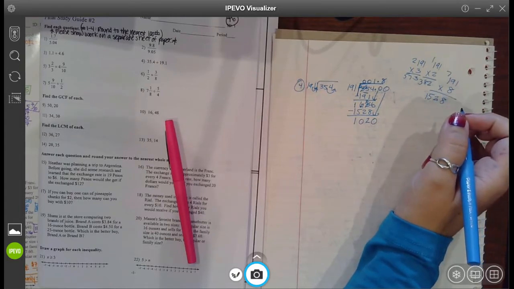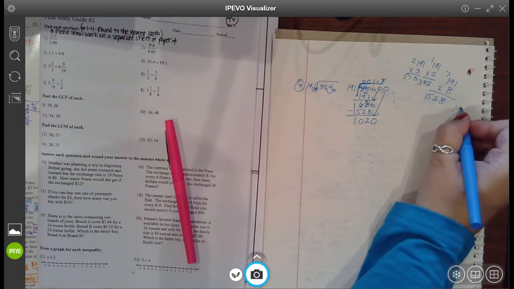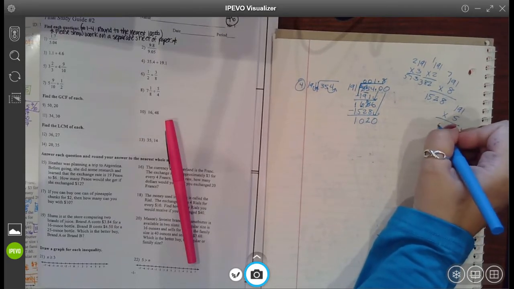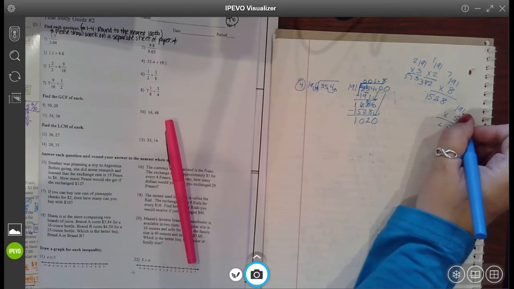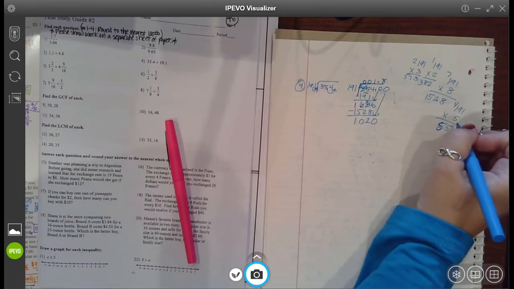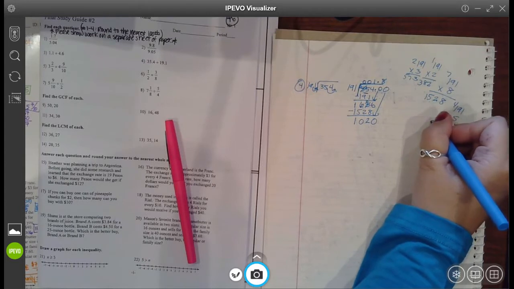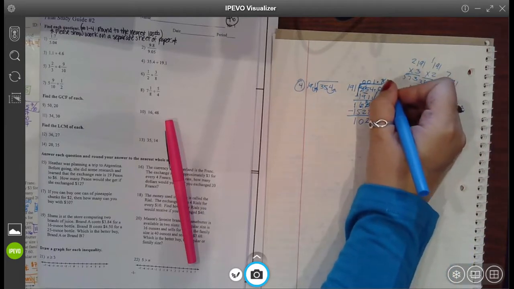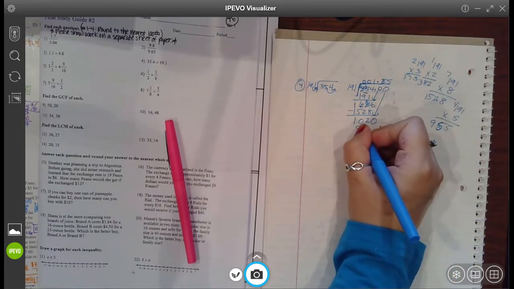Let's try times 5. 191 times 5. So if we get 5, and then that's 45. 5 plus 4 is 9. So we get 955 if we had multiplied it by 5.